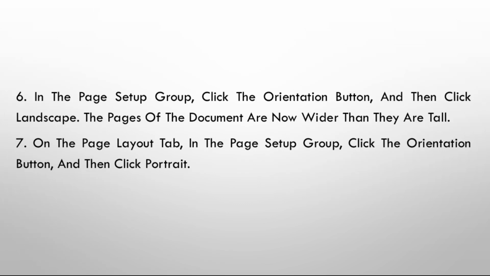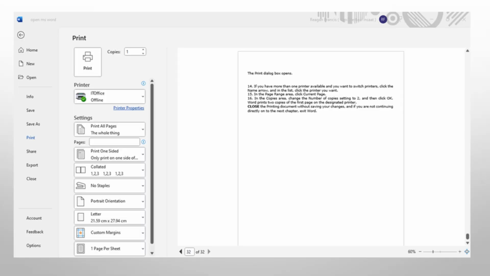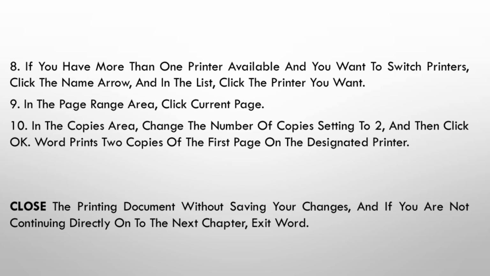6. In the Page Setup group, click the Orientation button, and then click Landscape. The pages of the document are now wider than they are tall. 7. On the Page Layout tab, in the Page Setup group, click the Orientation button, and then click Portrait. 8. If you have more than one printer available and you want to switch printers, click the name arrow, and in the list, click the printer you want.